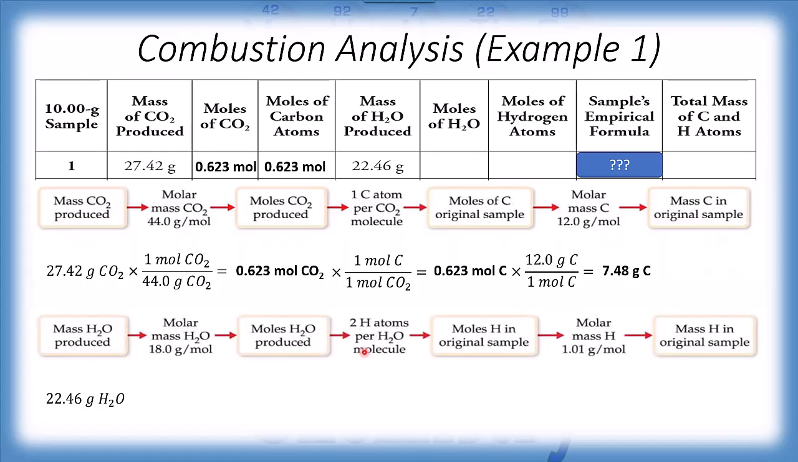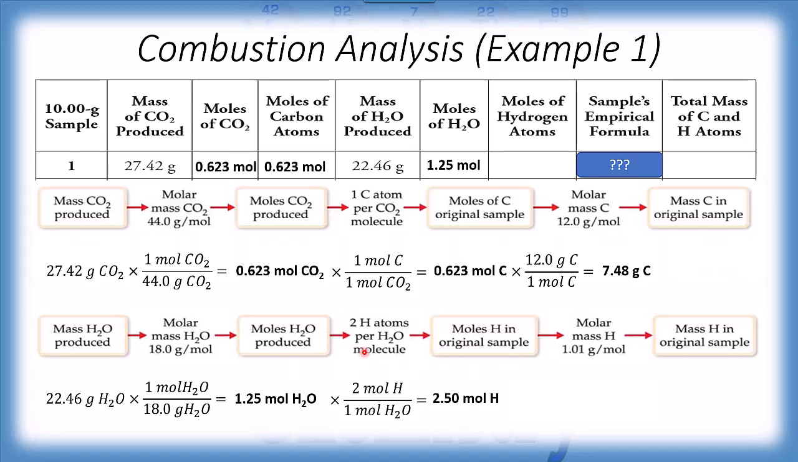Do the same thing for water. Convert to moles of water, then get to moles of hydrogen atoms using the mole ratio. Again, that 0.623 moles carbon and 2.50 moles hydrogen are the numbers we're going to be interested in to get that empirical formula. Carrying the hydrogen calculation through, we see that the equivalent there is 2.53 grams of hydrogen. If we add those two masses together, we get 10.01 grams, which is very close to what we originally started with and was given to us.